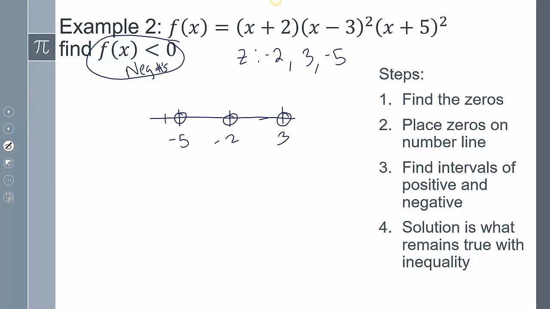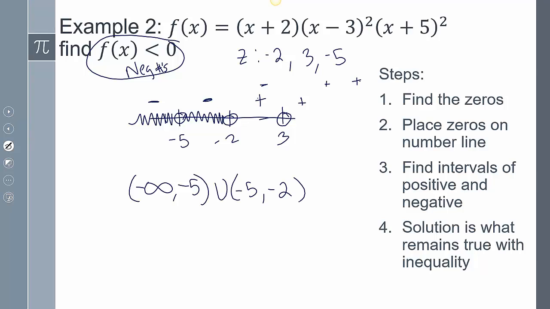Now finding the intervals that represent positive and negative values, if I test in negative 6, I'm going to get a negative, positive, positive. So this is going to be a negative. If I plug in negative 3, I'm going to get a negative, positive, positive. So that's also going to be a negative. If I plug in like 0, I'm going to get a positive, positive, positive. If I plug in 4, that's also going to give me a positive. Because it's asking for negative values, this region right here is going to be my solution. I just graphed in the solution what remains true with the inequality. And so my answer will be negative infinity to negative 5 union negative 5 to negative 2.